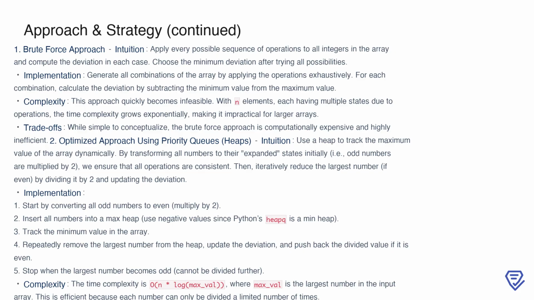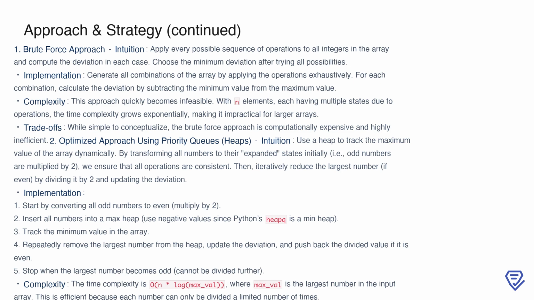The implementation involves generating all these combinations, which quickly becomes computationally expensive. With n elements and multiple states for each element due to the operations, the number of possibilities grows exponentially. As a result, while simple to conceptualize, this method is infeasible for larger input sizes.